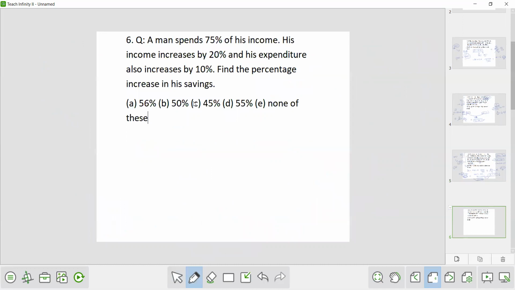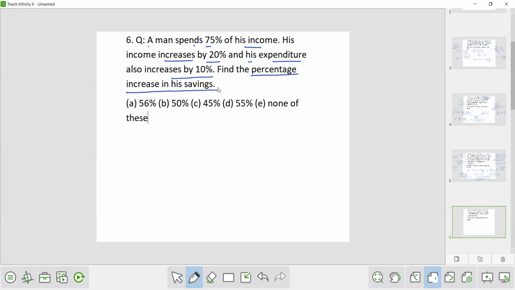Okay. Now look, the next question. A man spends 75% of his income. His income increases by 20% and his expenditure also increases by 10%. Find the percentage increase in his saving.